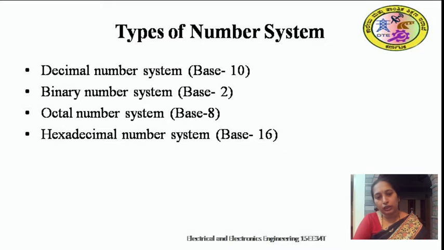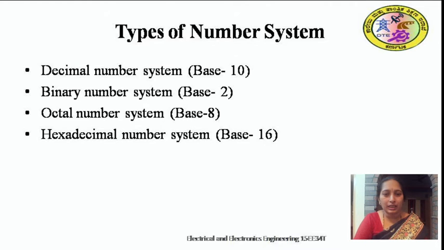The third one is the octal number system, also called the base 8 system. Here we use 8 symbols or 8 digits, ranging from 0, 1, 2, 3 up to 7. Hence it is called the base 8 system. The symbols are 0, 1, 2, 3, 4, 5, 6 and 7.